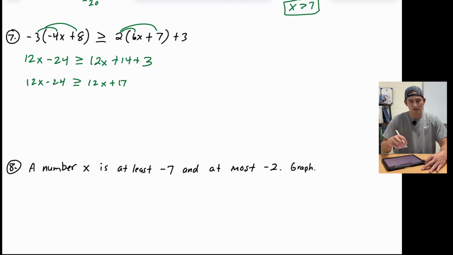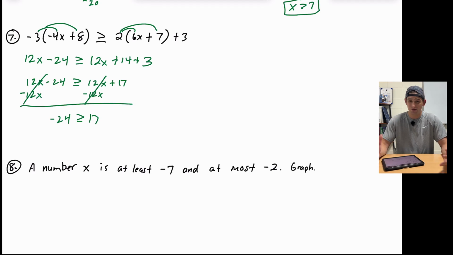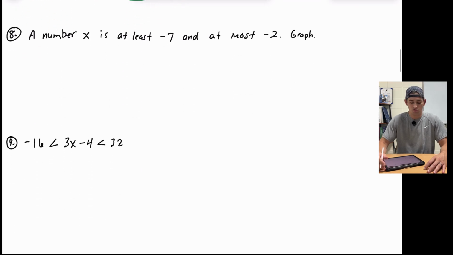But notice here we have the same linear term on both sides. We have a 12x on both sides. So when we go to subtract 12x to combine those like terms, they both cancel out. And what we're left with are two constants. So negative 24 is greater than or equal to 17. Well, is that true? Hopefully you're saying no, that's not true, right? So we would just draw a slash through that, and we would say that there is no solution to this inequality.